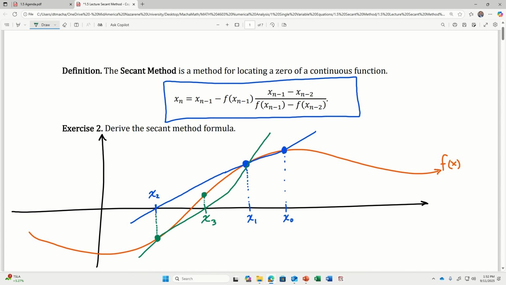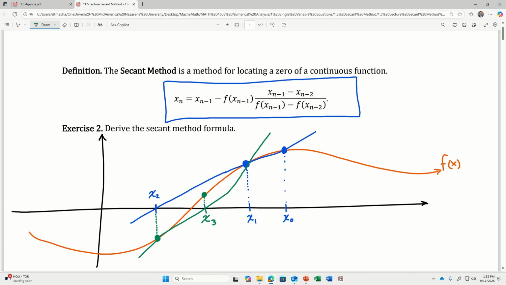And then what we continue to do is we use the last two iterates to draw a perfectly straight line between those points on the function. And then we look where the line crosses through the x-axis. And then that point of intersection, the x-intercept for the line, is the next iterate.